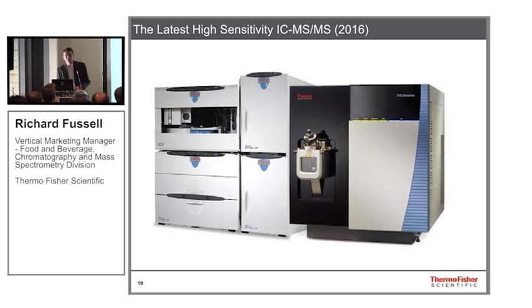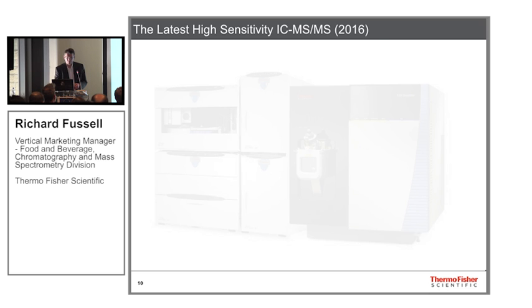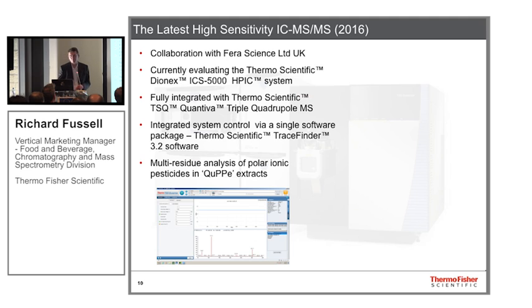But now today, in 2016, we have more sensitive mass spectrometers. And this is the Thermo Fisher Scientific Quantiva mass spectrometer. And this is the one that we use in collaboration with Fera Science Limited. And they've evaluated this in combination with the ion chromatography system, which again is a newer model. It's a 5000 system.